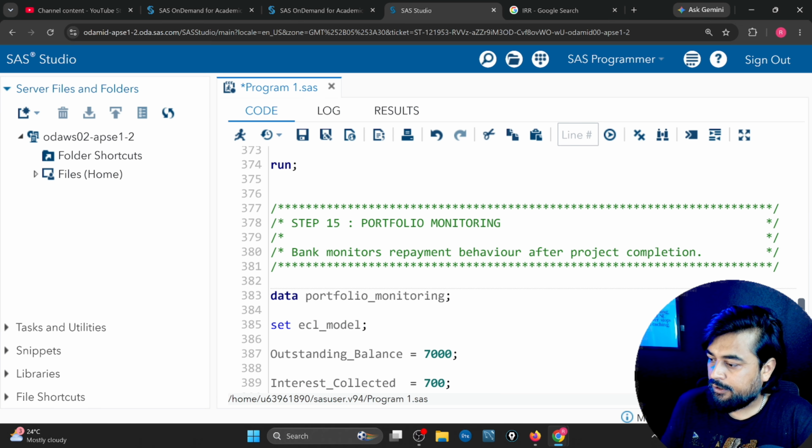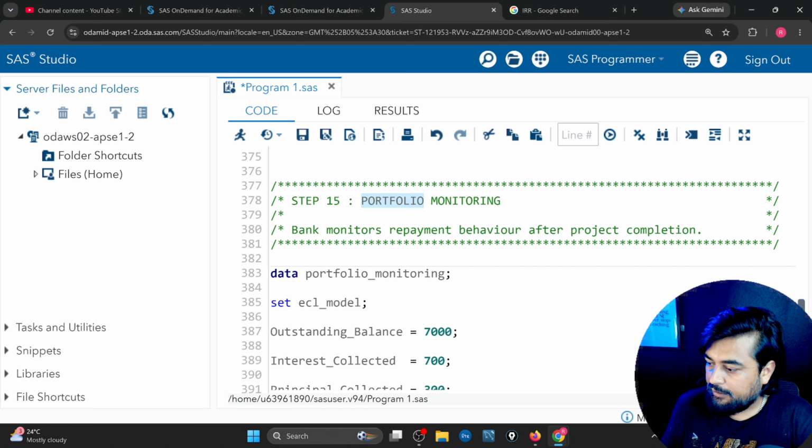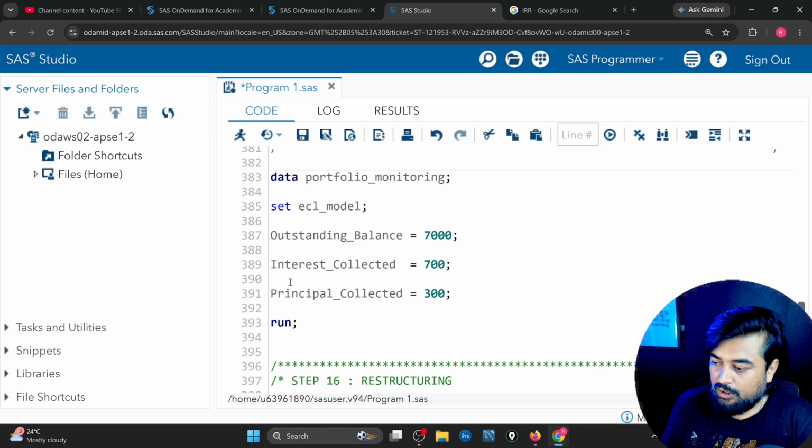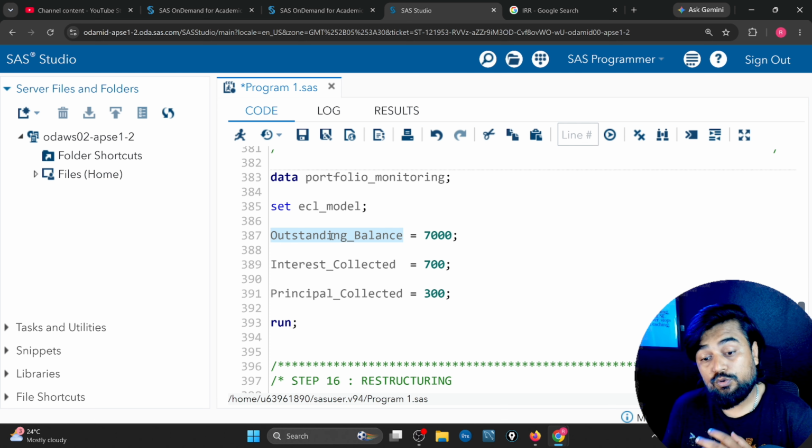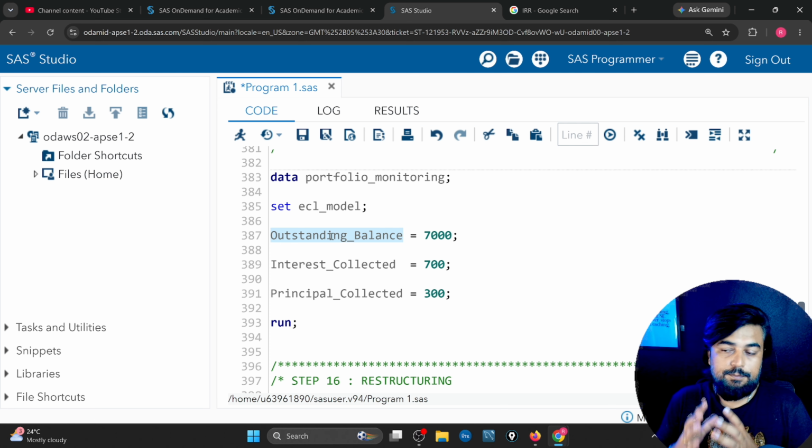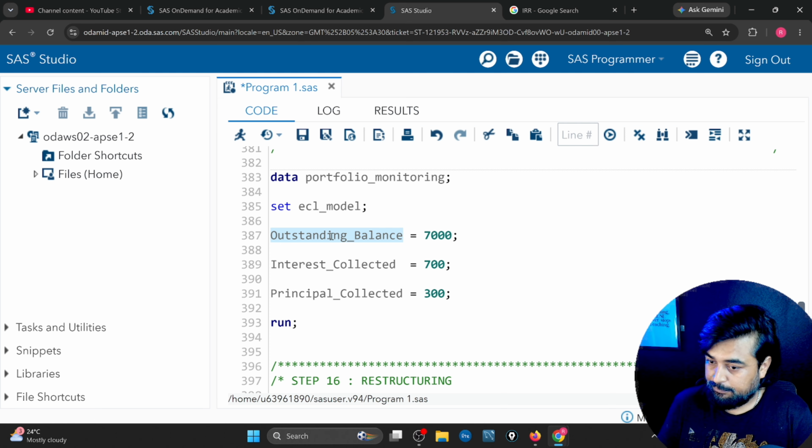Then you'll have portfolio level monitoring where you'll check the overall portfolio: the interest, how much is collected, the principal, how much is collected, and the outstanding balance. Obviously the bank will recover principal plus interest. So that is something very important for the bank.